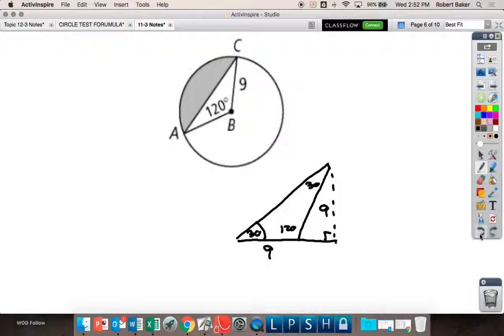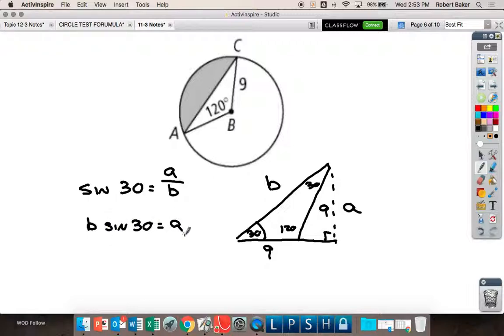Let me call it A, and I'll call this one B. So if I use the sine of 30, the sine of 30 is equal to opposite over hypotenuse. Now, when there's a number on the bottom, you're allowed to move this number to the front. B sine 30 equals A. But what is A really? A is the height of the triangle.